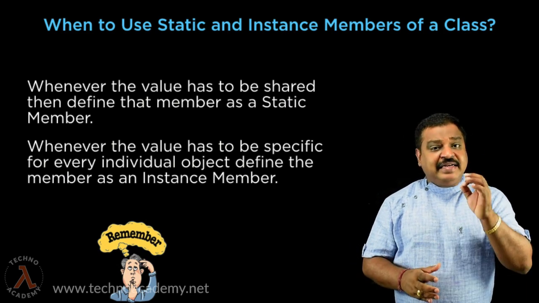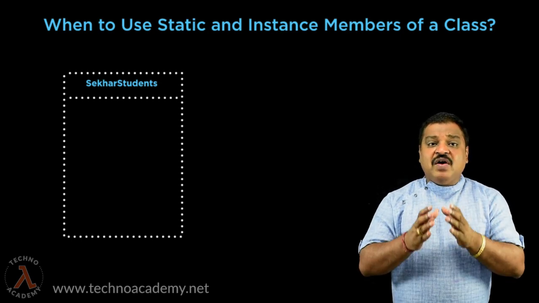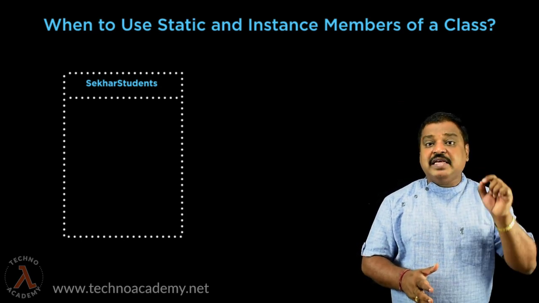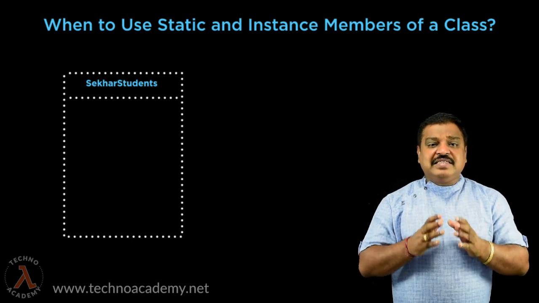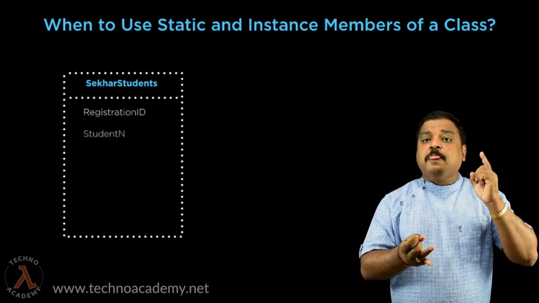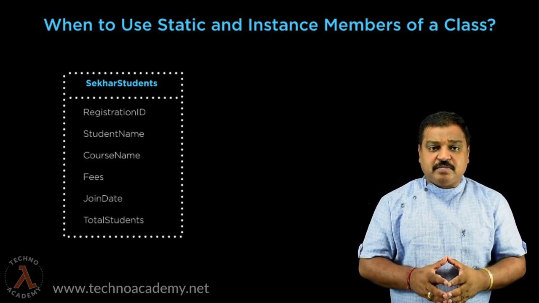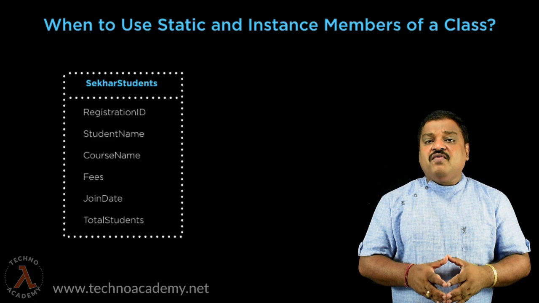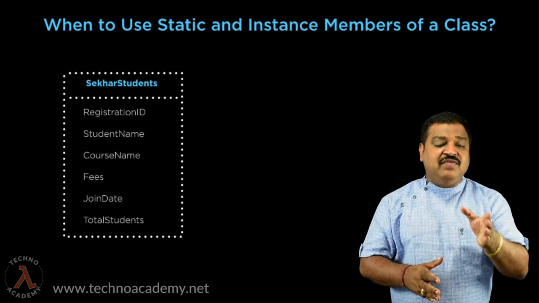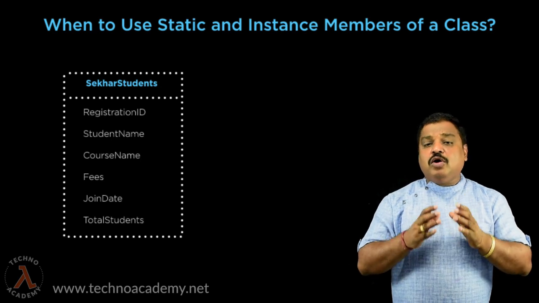For example, let us assume that we have a class with the name Shaker Students, where I wanted to define the data structure to maintain the details about the students enrolled in my courses. Let us assume that we define that class with the following members: registration ID, student name, course name, fees, join date, total students. Now, in these members, we need to identify what are all the values that will be specific for the individual student and what are all the values which remain common for all the students.